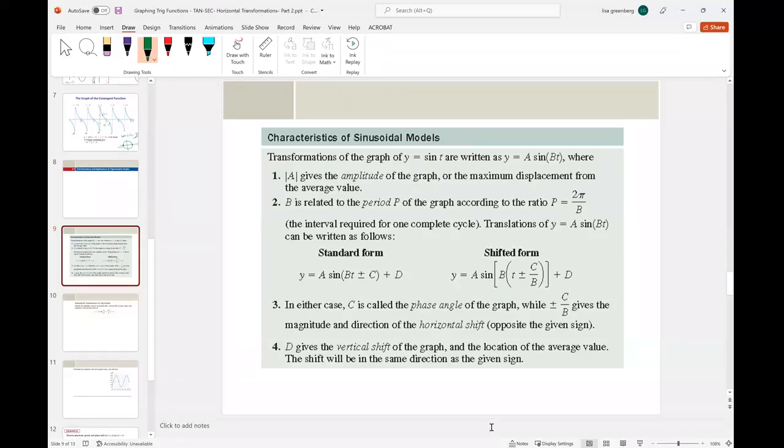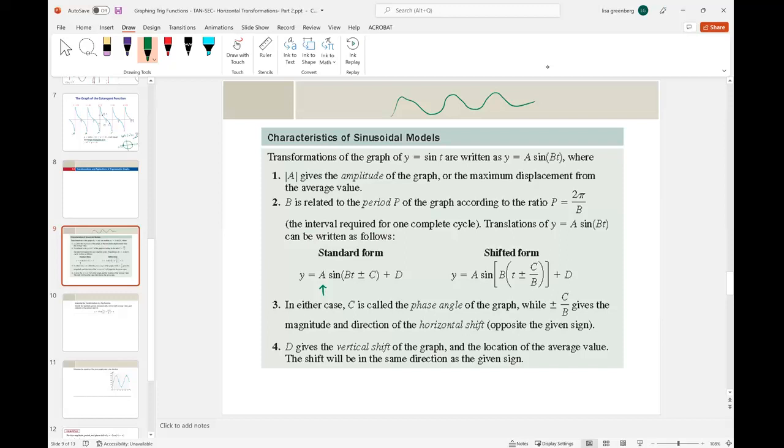Okay, so transformations of the graph of y equals sine. So basically this is just sinusoidal graphs, which is just sine and cosine, are sinusoidal because they look like that. Okay, that's what a sinusoidal graph would look like. And we're gonna just go over and remind you of some of the characteristics. So the absolute value of A, or this value in the front, gives us the amplitude of the graph. We can call it the maximum displacement from the average value, but I would just call it the amplitude. Yeah, it's really our multiplier.